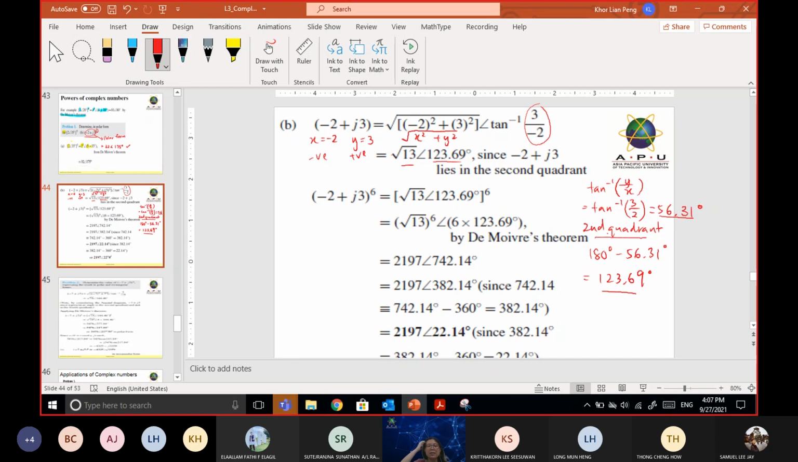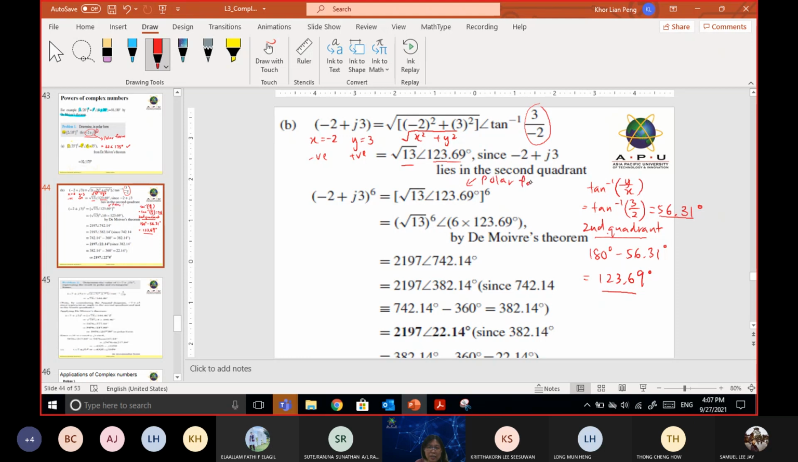Okay? If I'm showing you this way, you will get confused. So that's why I never put in the negative sign. Now, this is in the second quadrant. So you already have your answer in the polar form. Write it in the polar form.